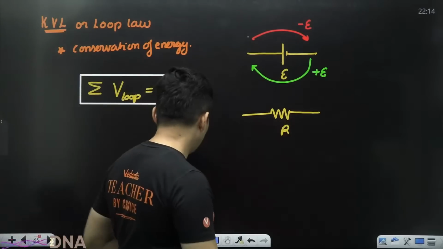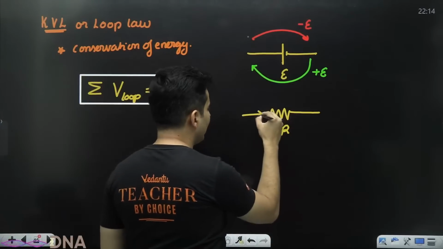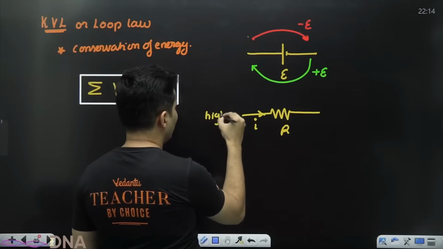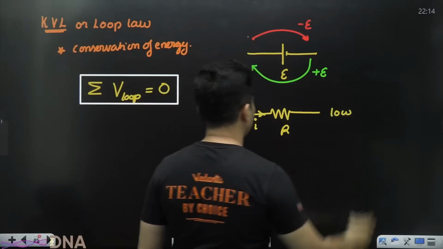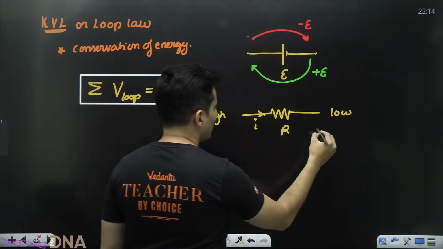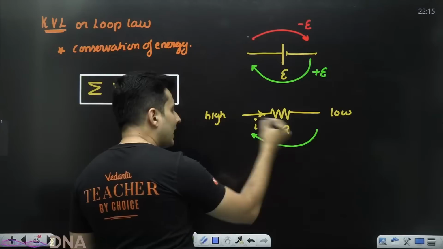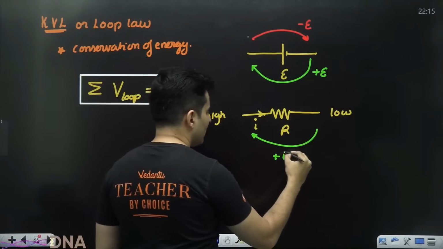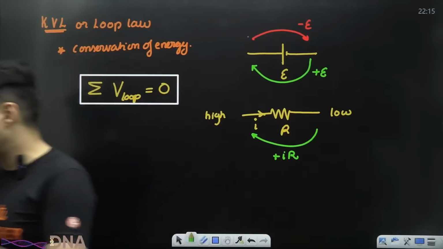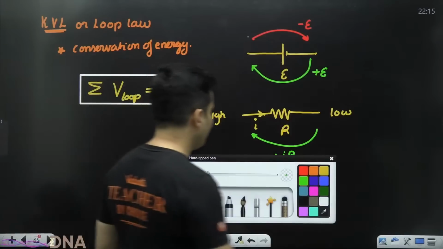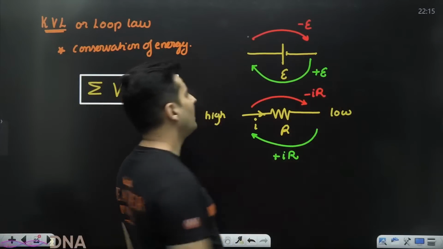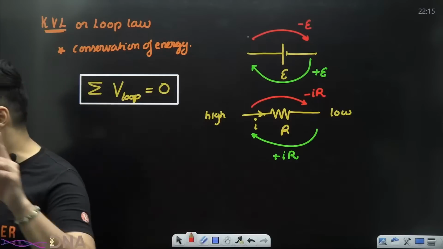Whereas over here in the resistor, I will need the direction of the current, and current always goes from high potential to the low potential inside a resistor. Which means if somebody decided to go from here to here, against the current, the voltage change will be plus IR, Ohm's law. Voltage is IR, so it will be plus IR. But if somebody decided to go from here to here, it will be minus IR.